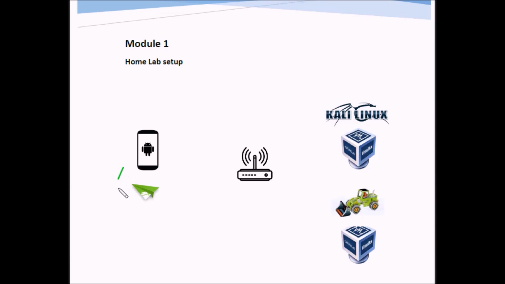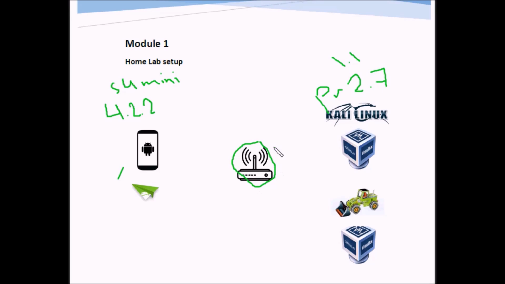Now I personally use a Samsung S4 Mini for this entire course, and it has by default Android version 4.2.2. On the other hand, we need a Kali machine which will play the role of the attacker machine, and I am using Kali version 1.1 that has Python 2.7 installed. Now I need to mention that the version of the Kali machine here does not really matter, as the major part here is the coding part.